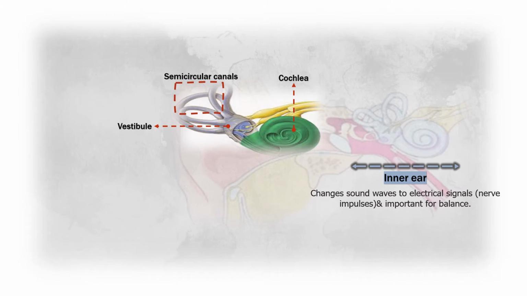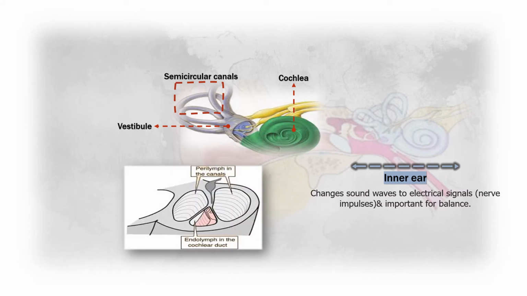So what is inside the cochlea? Actually, it consists of three compartments. The outer compartment is called perilymph. The middle one is the cochlear duct, which is the most important compartment. The cochlear duct contains the spiral organ of Corti, the sensory organ of hearing containing hair cells, which convert vibration into nerve impulses, which will be interpreted as sound.